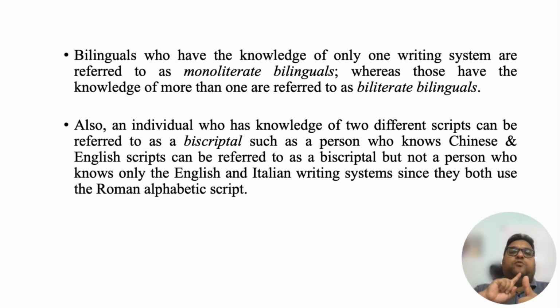If you know reading and writing in only one language, then you are a monoliterate bilingual, and I hope that is relatively clear now. Now, an individual who has knowledge of two different scripts can also be referred to as a biscriptal, such as a person who knows both Chinese and English script. Now, when I'm talking about differences between scripts, I'm talking about categories of scripts: alphabetic, morphemic, alpha-syllabic. These are again just terms for classification, because these will come up later when we start talking about these things. I'm just putting these terms out there.